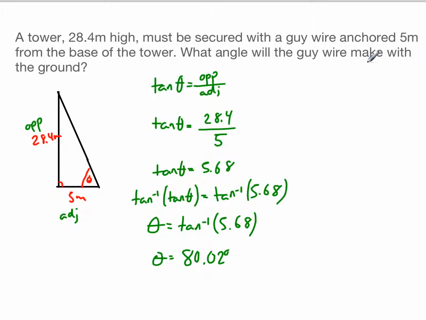So, what is the question asking? What angle will the guy wire make with the ground? We can say the wire will make an angle of 80.02 degrees with the ground.